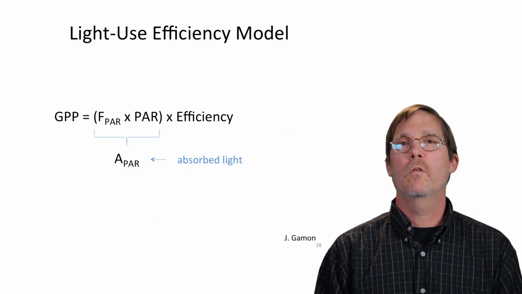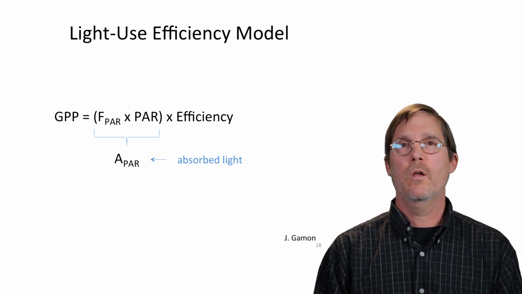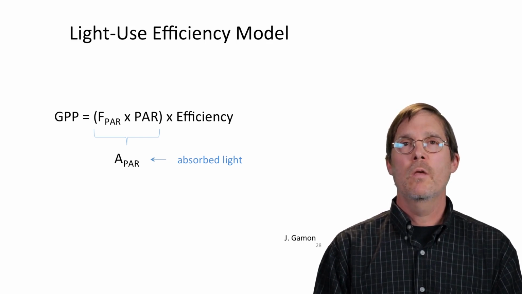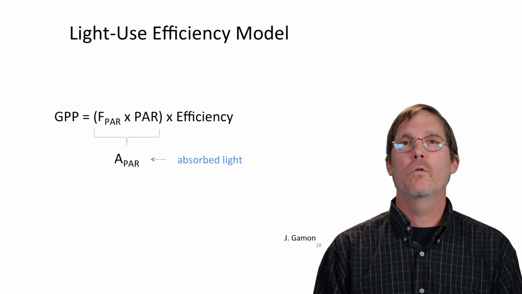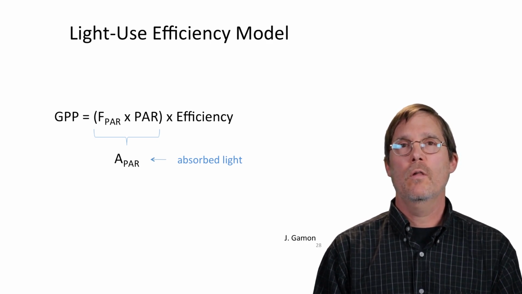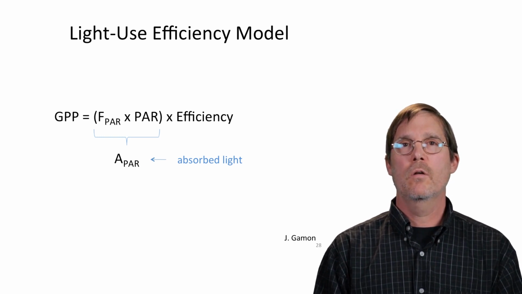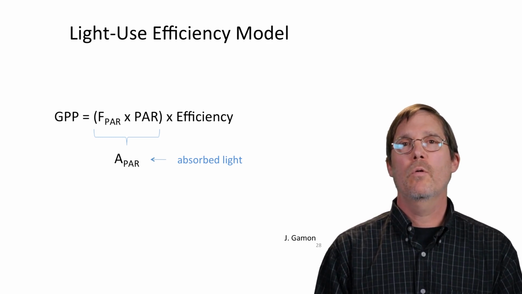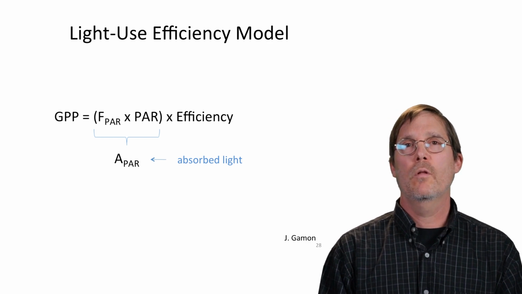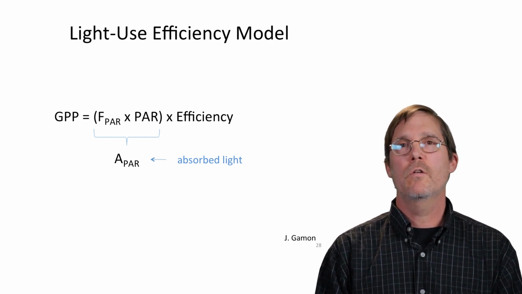And one way to do this is to take the PRI signal and put it into this kind of a model, what's called the light use efficiency model, where the gross photosynthetic uptake is a function of absorbed light times the efficiency with which the absorbed light is used for photosynthesis. So the absorbed light term, or APAR term, is shown on the left, and that's a product of the photosynthetically active radiation and the fraction of that radiation absorbed by green plant materials. So that together makes the absorbed light term, and then the term on the right is the efficiency term.